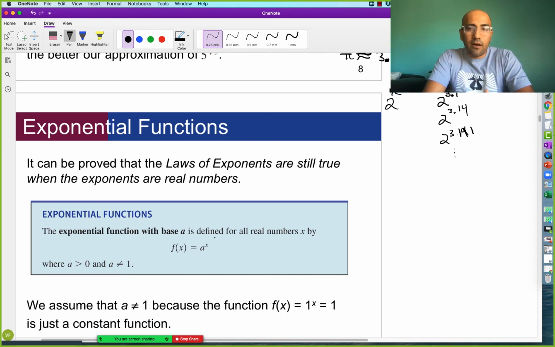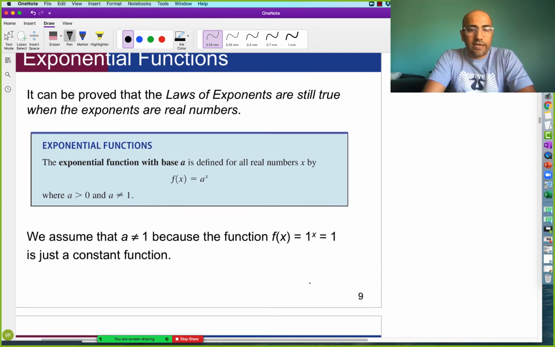0 raised to any power is still 0, so the answer is just 0. Likewise, a is also not allowed to be positive 1, again because it's a boring answer. 1 raised to the power of anything is 1, so there's really nothing special happening there. So we ignore the cases of a equals 0 and a equals positive 1 and focus on all the other positive numbers. Good. So that's our definition for an exponential function.